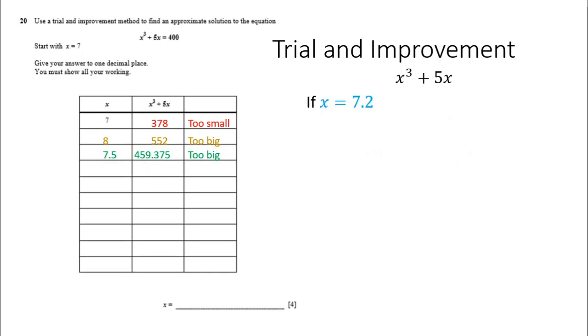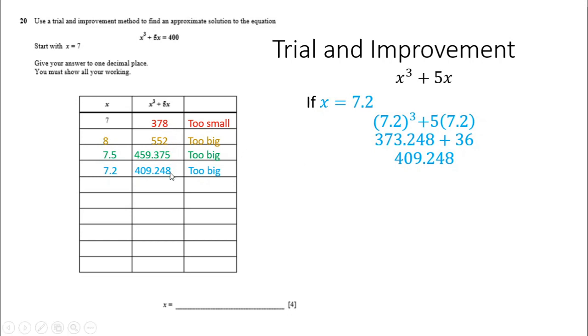How about 7.2? I've gone a bit lower this time to see if that's going to help. Now 7.2 cubed plus 5 times 7.2, that gives me 373.248 plus 36. Now that together makes 409. I'm getting much closer, but it is still too big. So don't give up, keep trying. Look, we're getting closer and closer. Let's try something a bit smaller than 7.2, but definitely still bigger than 7. So 7.1.